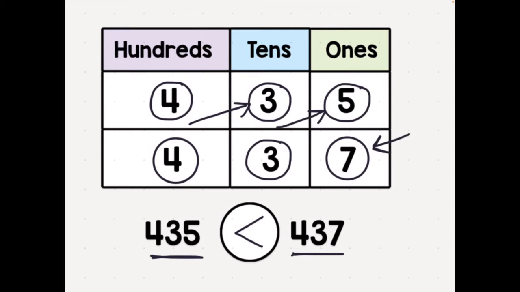Pay attention to this sign right here. It's my less than sign. And basically, you can pretend that this sign is like a mouth, like a snake mouth or a crocodile mouth. And what it wants to do is it's hungry and it wants to eat the larger number. It's not going to get very full eating a small number, so it wants to eat this big number right here. So 437 is definitely the tastier number because it's bigger.